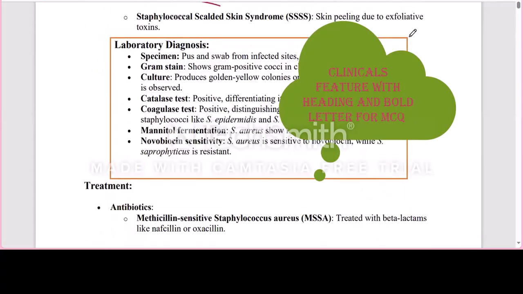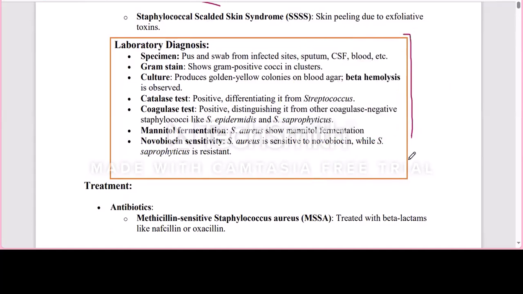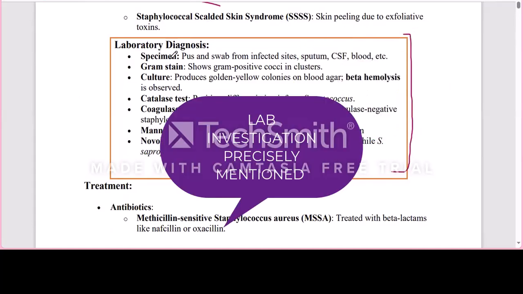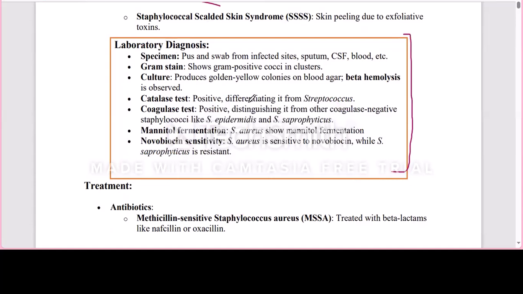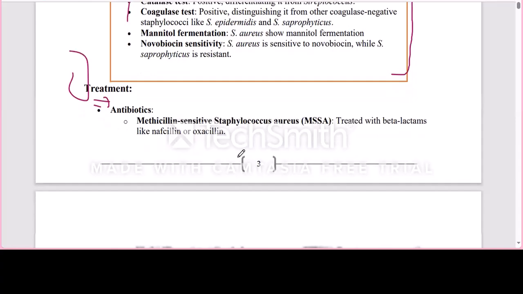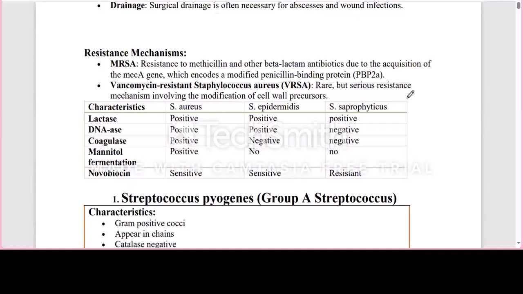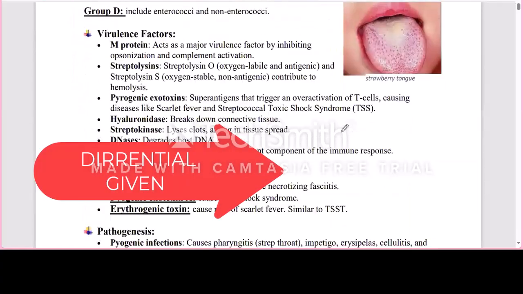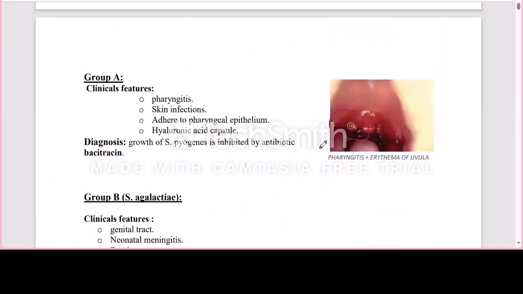Lab diagnostic factors are mentioned in boxes with specific headlines and in bold, so we can write them easily. Treatment is mentioned, which will help you a lot in clinical orientation in pharmacology related to chemotherapy. Differential tables are also given in the book, and for important ones the differentials are also given, like here is a pictorial representation you can see.